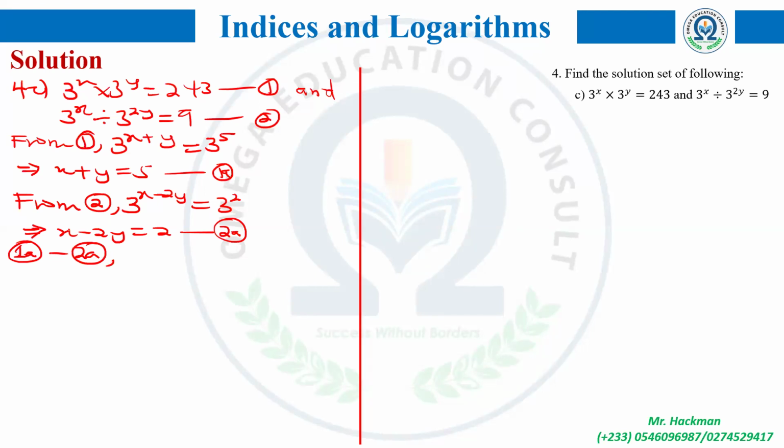Okay, and that will give us x minus x. The x will go. Oh, sorry, I'm doing 1a minus 2a, so it will be x minus x this way. So I'm subtracting this one from that. So x minus x, the x will go. Y minus minus 2y, so that will give me 3y. And it's equal to 5 minus 2, and that will give me 3. All correct?